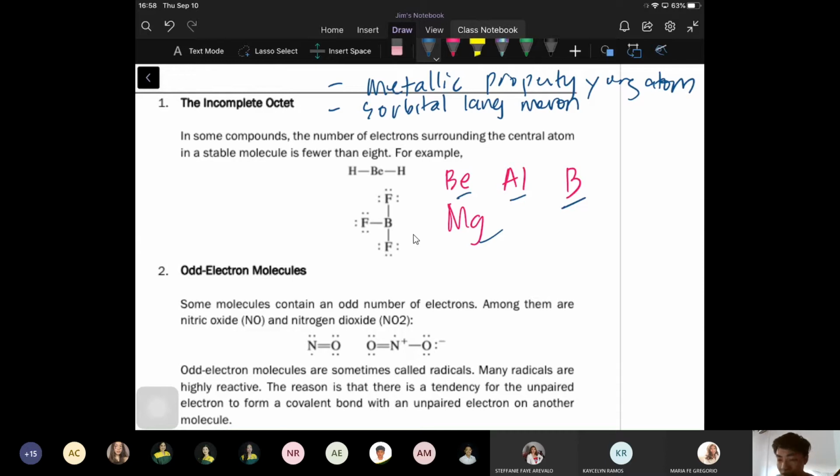Beryllium has only 6 electrons around it. Boron has only 4 electrons around it. And that's okay, because that exists. We have no choice there. It really exists, so we no longer need to get its formal charge and so on, because that's it already. There's nothing we can do about it. So, that's the first violation of the octet rule.